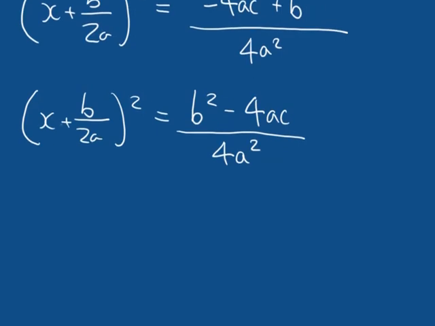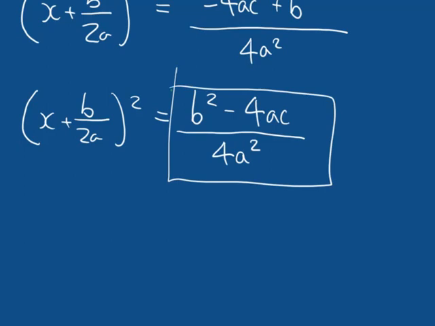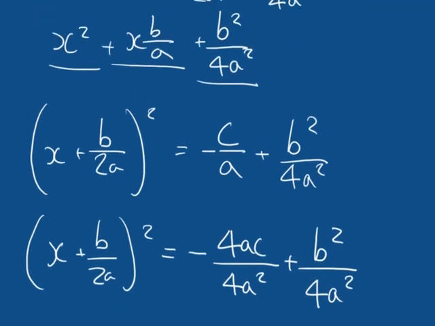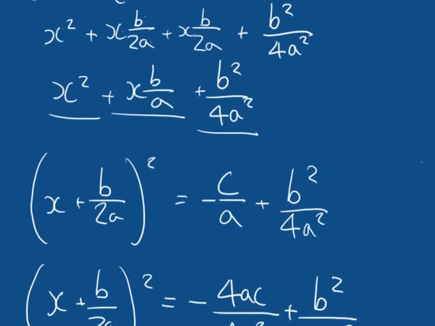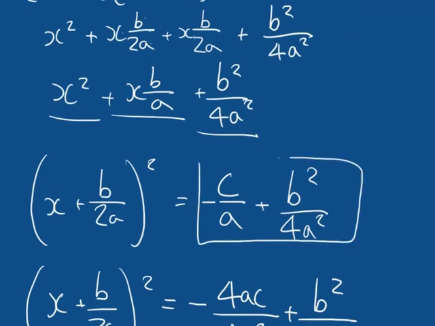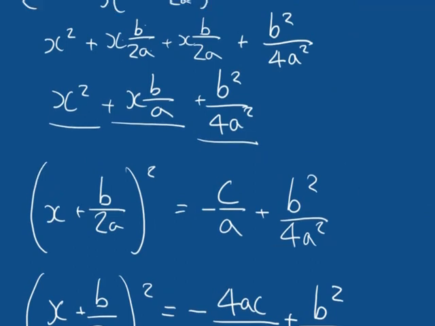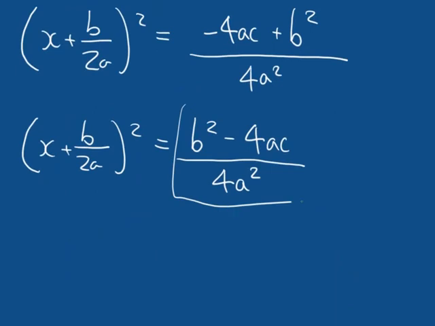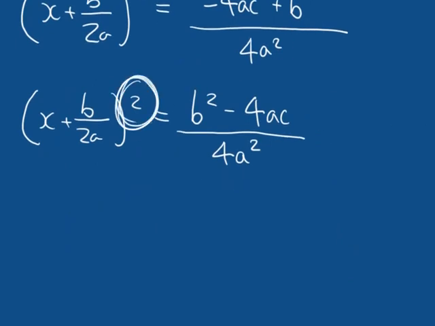So what I need to do now, I'm trying to get x on its own. So I think it's about time to get rid of this square. Now that we've got the right hand side of the equation in a much simpler form than it was previously, if you note, previously we had this minus c over a plus b squared over 4a squared, and now we have this b squared minus 4ac over 4a squared. I'm now going to take the square root of both sides. So the square root of this is obviously going to cancel out as squares, so that it leaves us simply with x plus b over 2a.